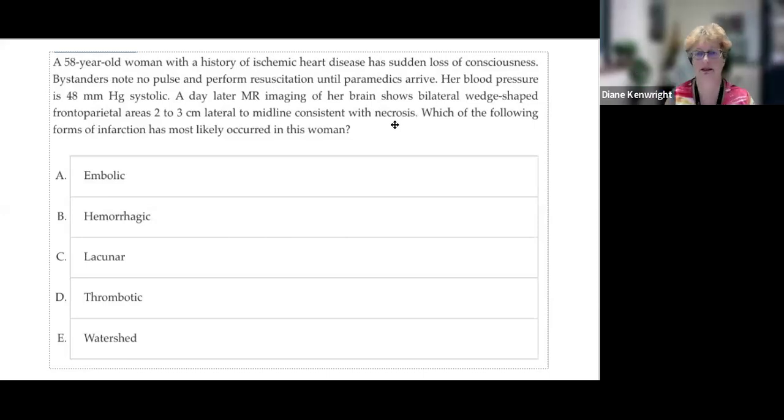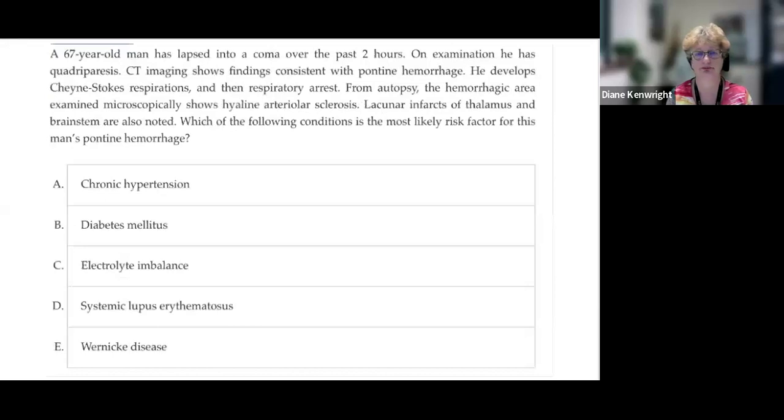We looked at it up here. So this is the description: bilateral wedge-shaped frontoparietal. Somewhere up here, we talked about watershed injury in the very beginning from your previous lectures. And we had a lovely picture, which I now can't find, just looking through the things on there. But yes, this is a typical watershed injury. Next one.